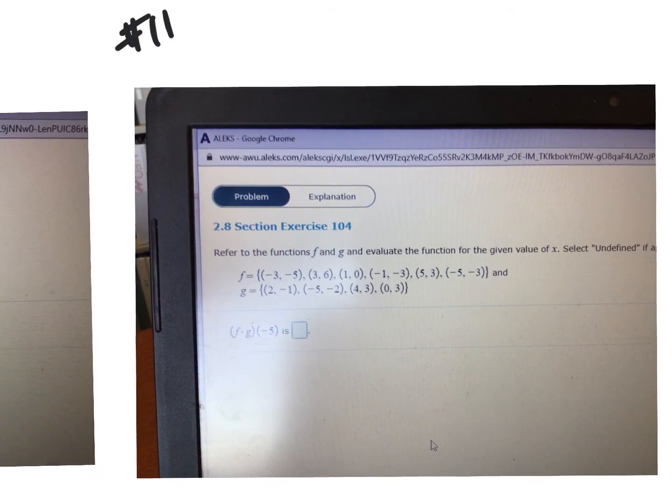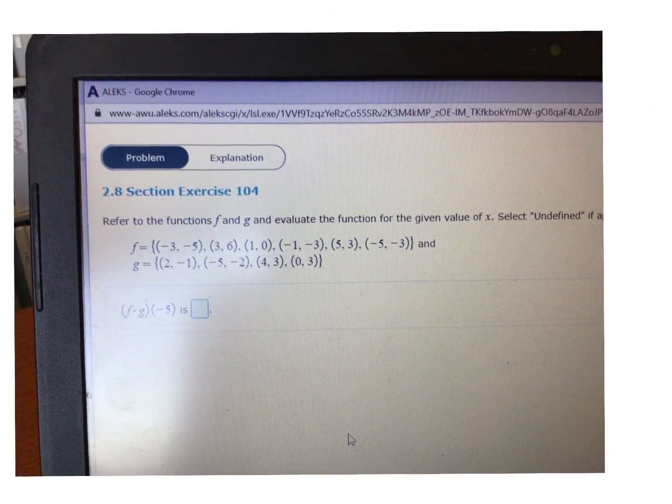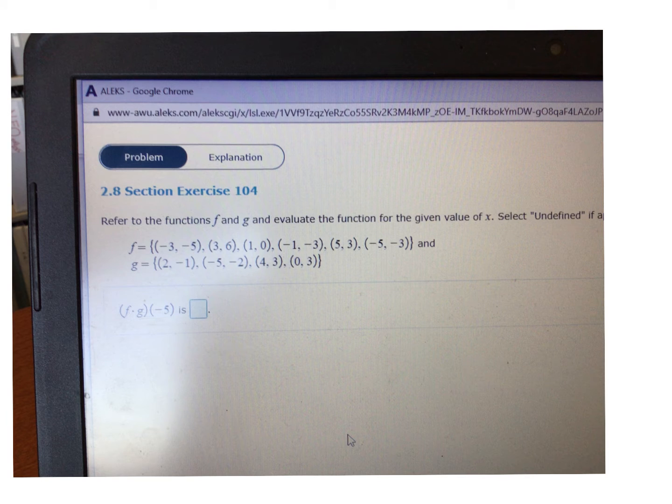For number 11, again, very similar. The functions are given to us as a set of points. This time the operation has a little dot. Remember there's going to be a difference between a little dot and an open dot. The little dot is multiplication. So really similar to what we were just looking at, but instead of addition, we're going to multiply. If you see an open circle, that's composition. That's when you have to do a substitution and then another substitution.